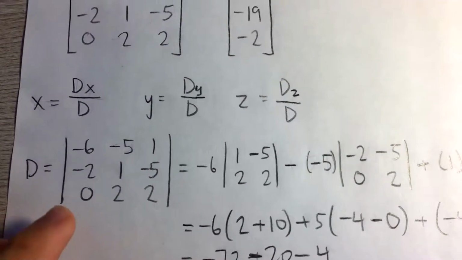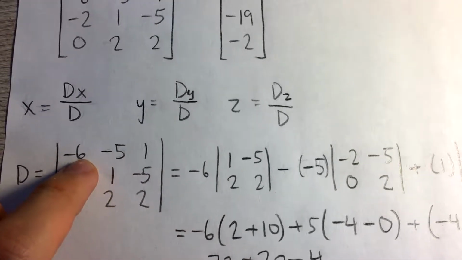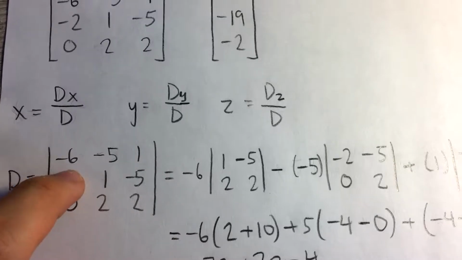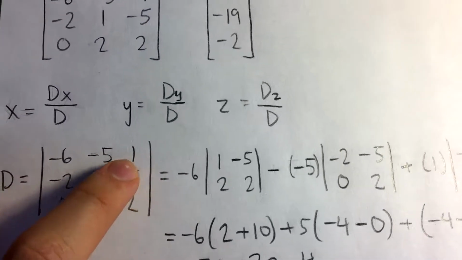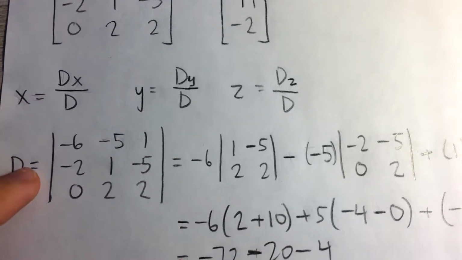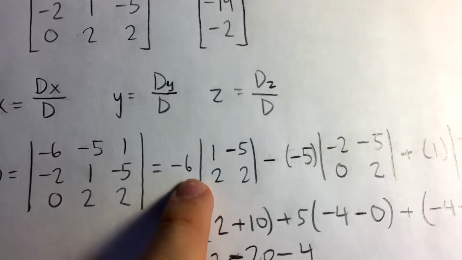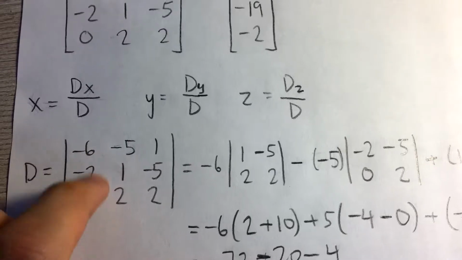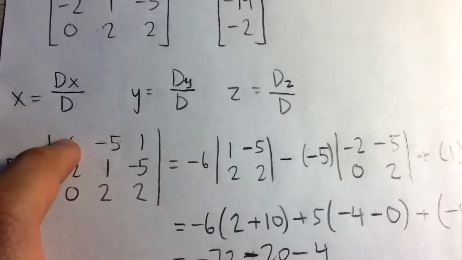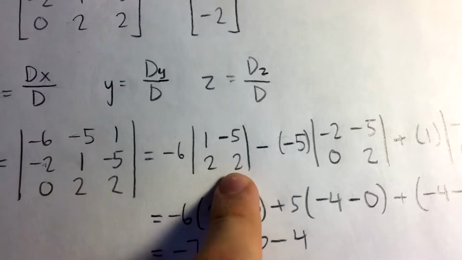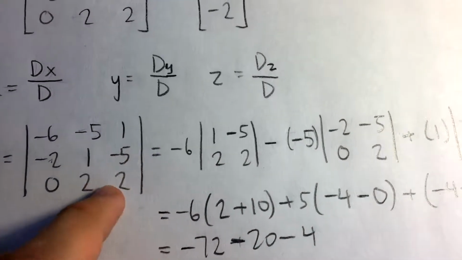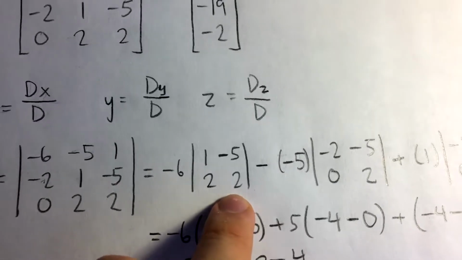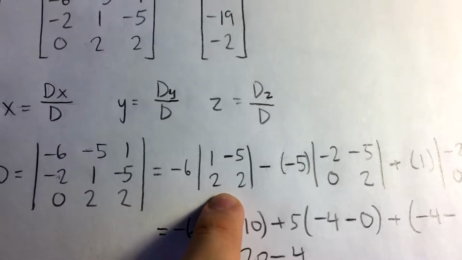And to figure this out, we're going to take the first row and go one by one from negative 6, negative 5, and 1 and split it up. So here, this is how we do it. Start with negative 6. So we put a negative 6 out front. And then we're going to cross out everything in the row and column of negative 6. So we cross out this and we cross out this. We're left with 1, negative 5, 2, and 2. That's these four. And we still have to find the determinant of a 2 by 2, but we can do that a little bit easier and a little bit later.